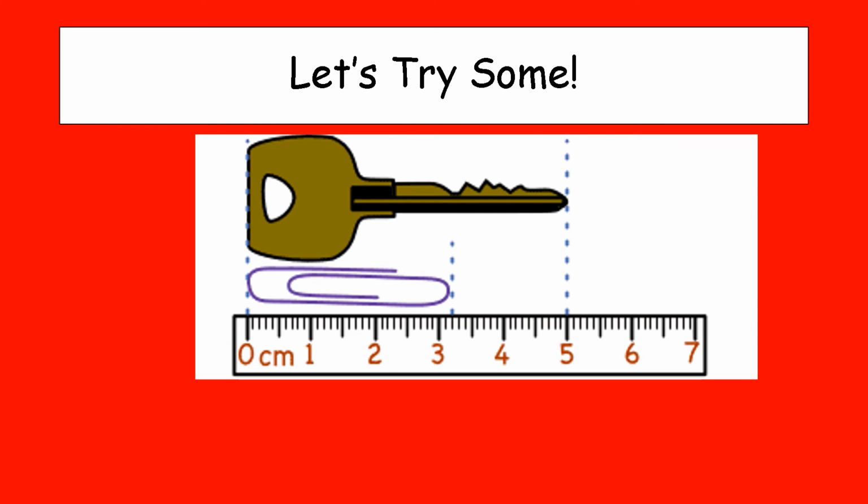Now let's look at our paper clip. Again, we line up one end of the paper clip with the number 0 or the edge of the ruler. We look across and we would see that the paper clip does not end on any exact number. So we can say that this paper clip is about 3 centimeters since it is closer to the number 3.